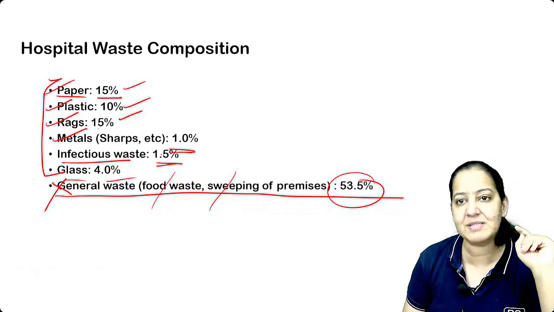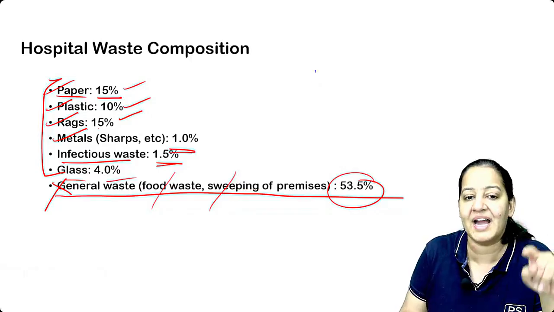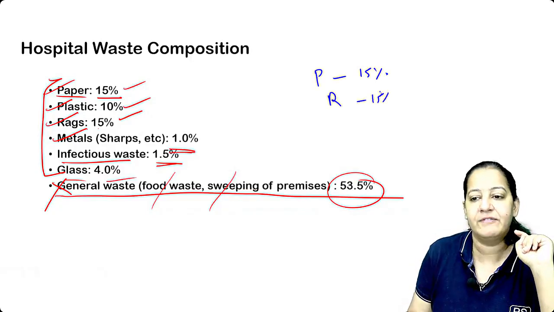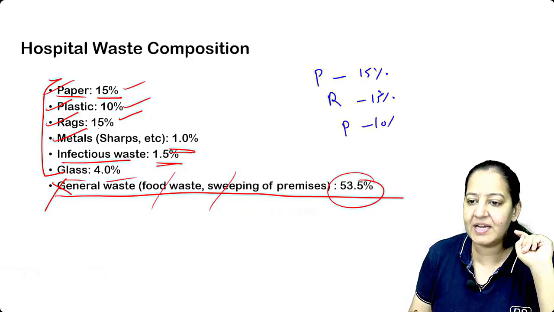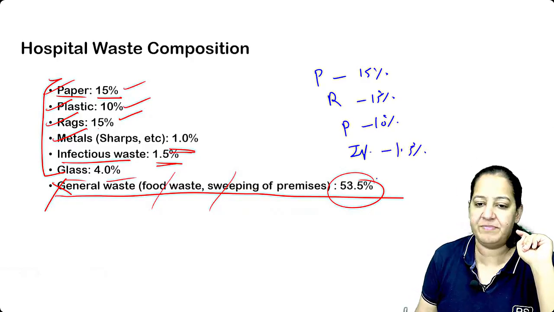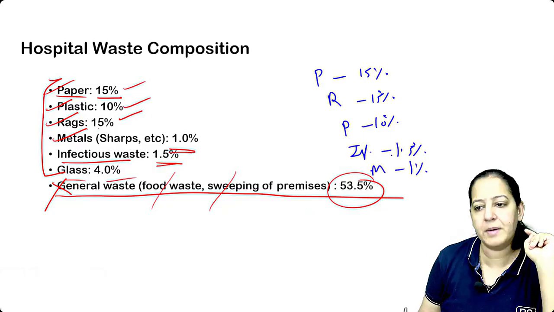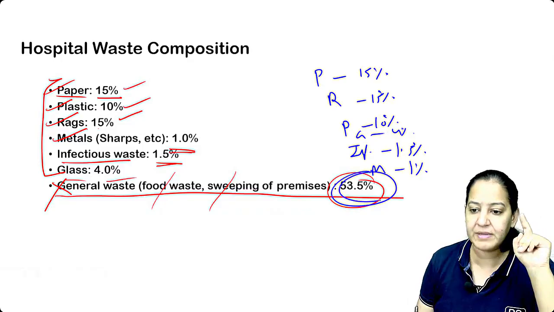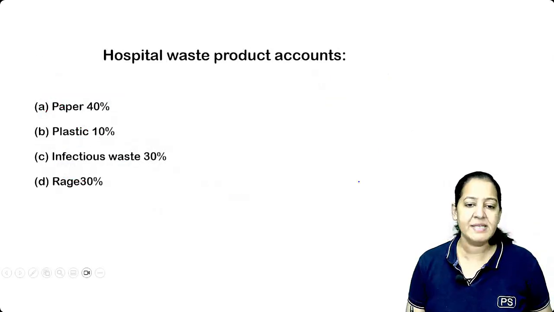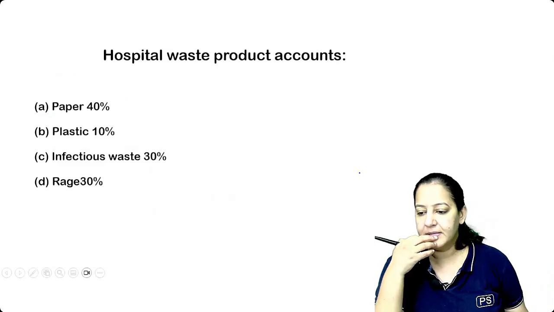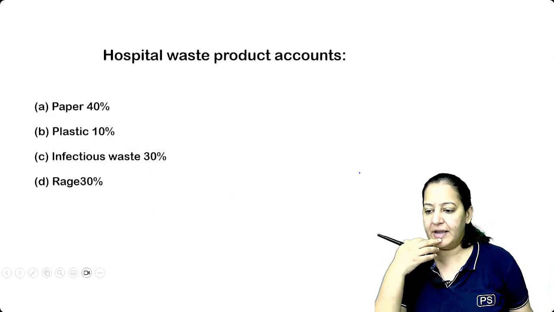So you have to learn the percentage. There are questions on that. Paper 15%, rag 15%, then plastic 10%, then infectious waste 1.5%, then metals 1%, and glass is 4%. Apart from that, nearly 50% of the waste is general waste. Please learn the composition. Read the question and tell me the answer. Who will tell me the answer?